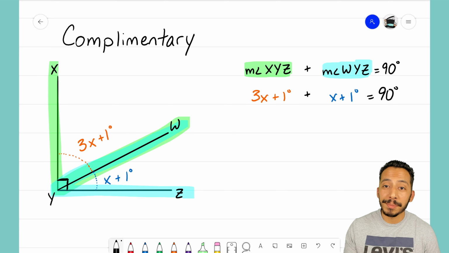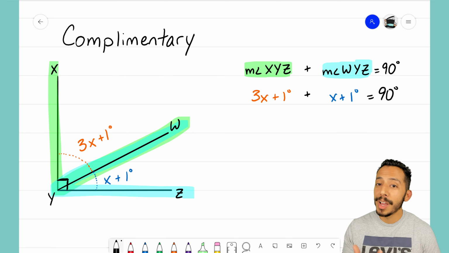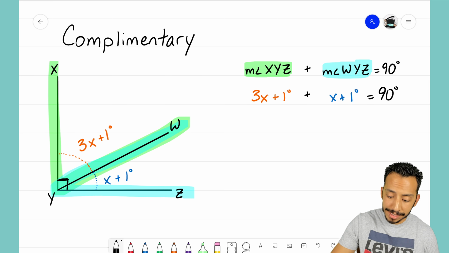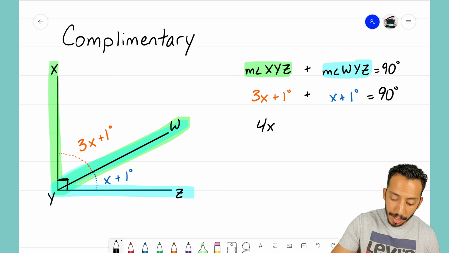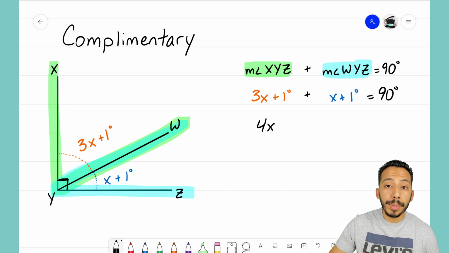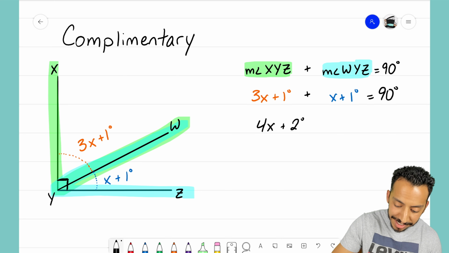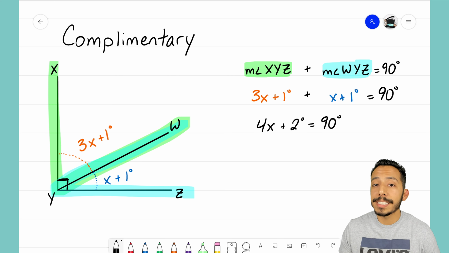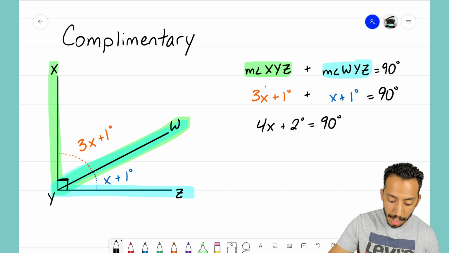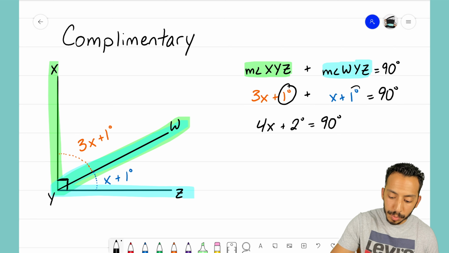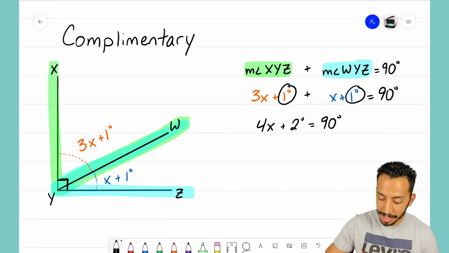So let's go ahead and do that. Got to think back to Algebra 1. We need to combine our like terms. I'm looking at this problem here. I see 3x plus 1x. Together, that's going to make 4x. I also have 1 plus 1, and 1 plus 1 is going to give me 2 degrees, and it's still equal to 90 degrees. Notice all I did was combine my like terms. 3x and x gave me 4x, and then 1 plus 1 gave me 2.